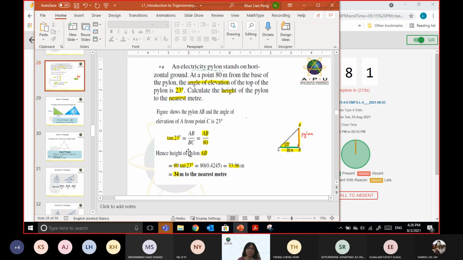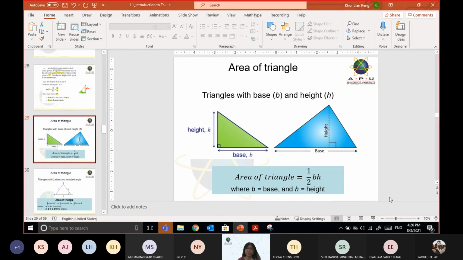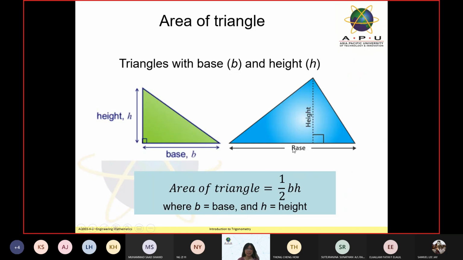Okay, we've already done the angle of elevation and depression. Now we continue with the area of triangle. Here is the formula for the area of the triangle. When it comes to a right angle triangle, we have no problem getting the area. Basically, we just take half times the multiplication of two sides, so I can get the area of the right triangle.